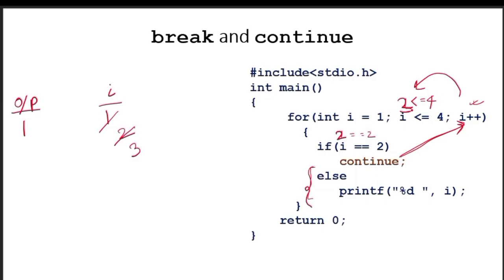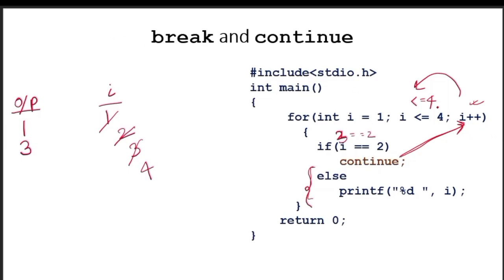So i is 3. Is 3 less than or equal to 4? The condition is true. We will enter the body of the loop. We will check the i value. If 3 is equal to 2, the condition becomes false. We will go to the else part, printf i. So what is the value of i? 3. So 3 will be printed on the output screen. Now i will again be incremented. So i value is now 4. Is 4 less than or equal to 4?